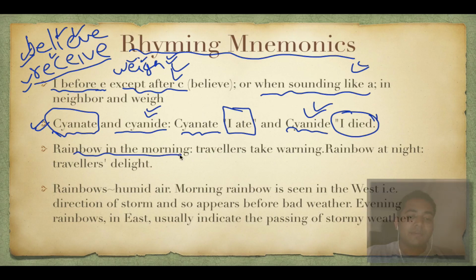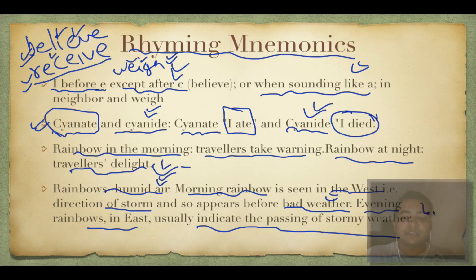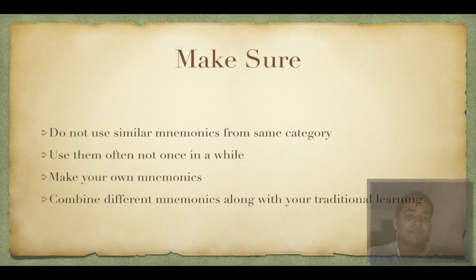Similarly, rainbow in the morning, travelers take warning. Rainbow at night, travelers delight. If you see a rainbow in the morning, rainbow equals humid air. Morning rainbow is seen in the west, which is generally the direction of storms, and so appears before bad weather. So a rainbow seen in the morning means travelers take warning, while an evening rainbow is in the east, so it usually indicates the passing of stormy weather. So rainbow at night, travelers delight. They are rhyming mnemonics.